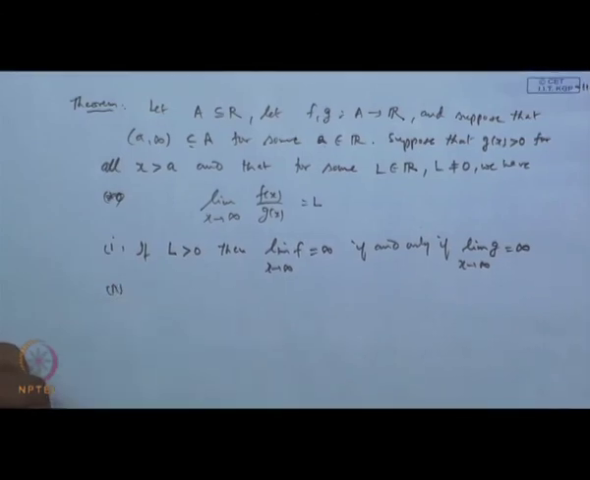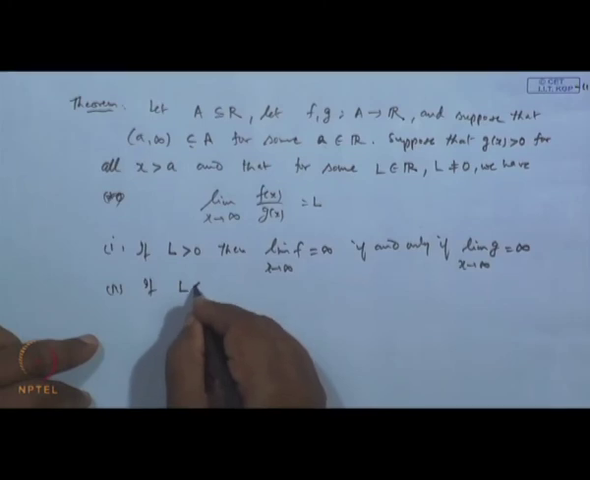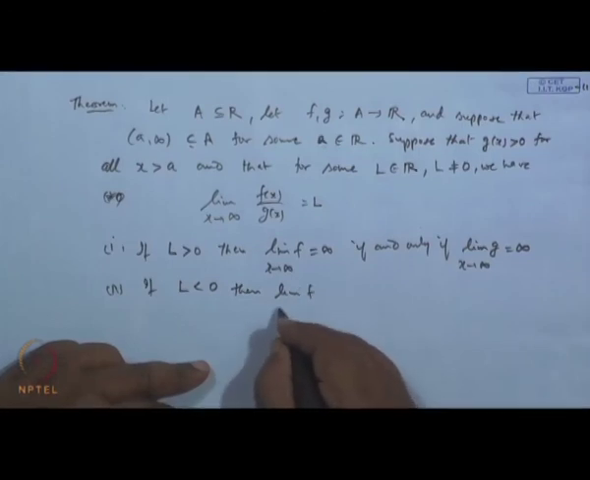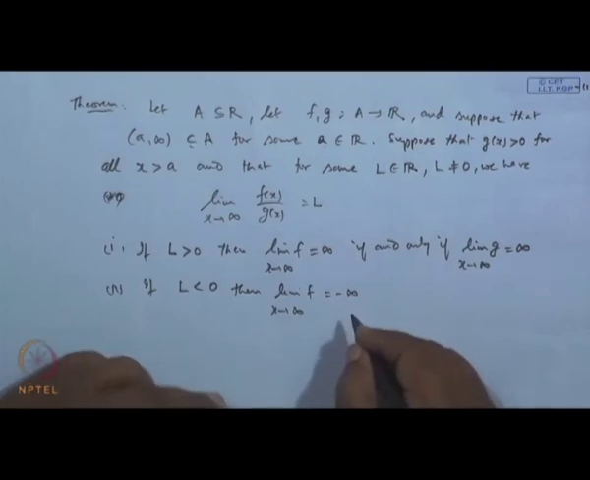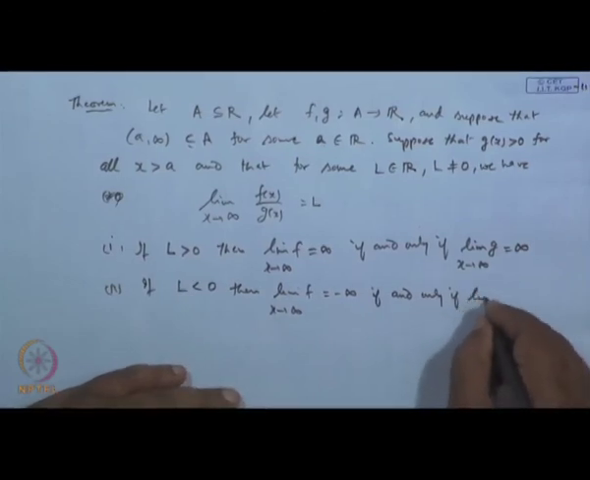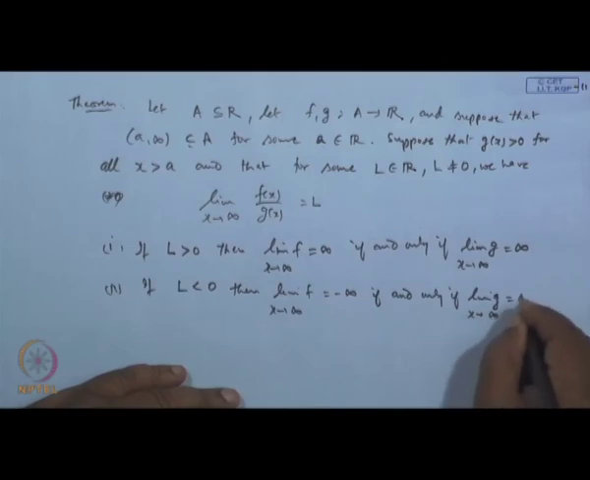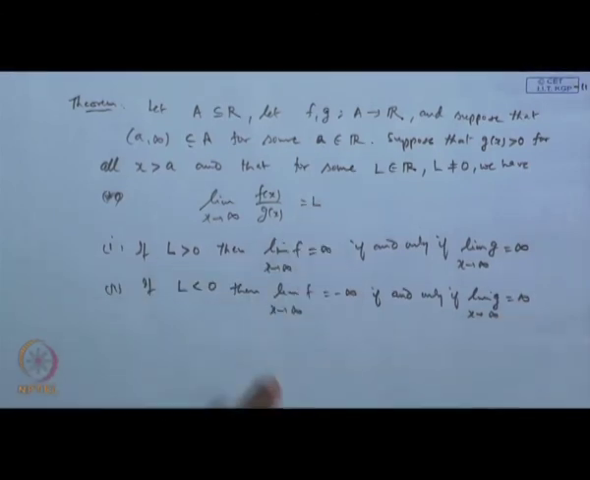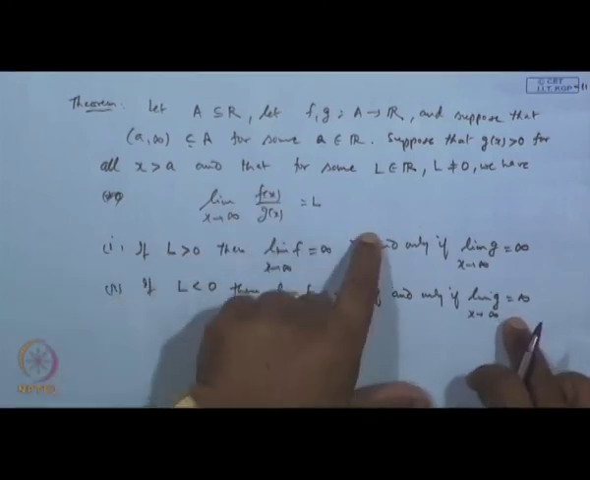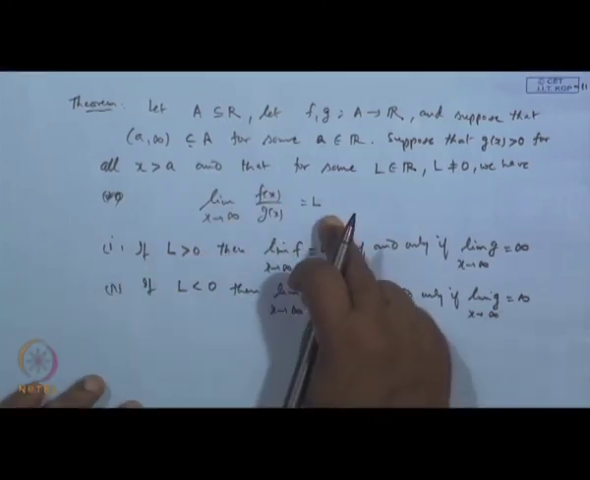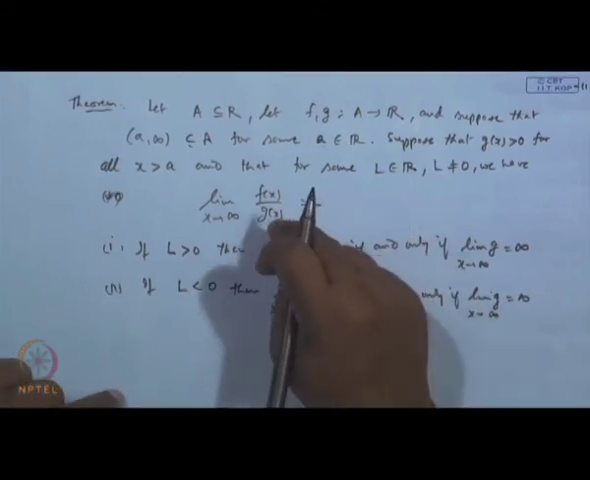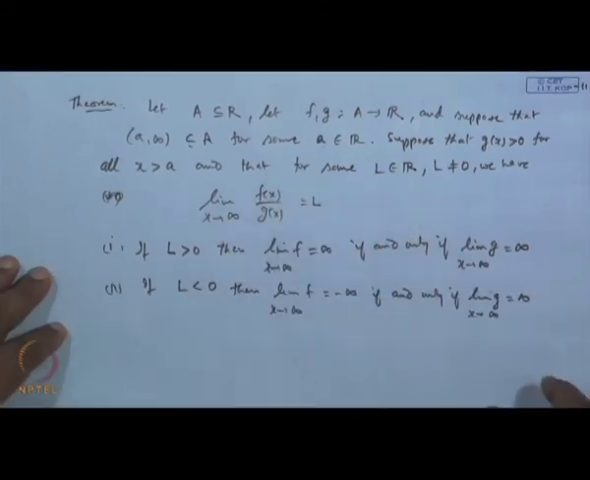And secondly, if L is negative, then the limit of f as x tends to infinity is minus infinity if and only if the limit of g is plus infinity. That is, if L is negative and the limit of g is positive, then the limit of f will be minus infinity. If the limit of f is minus infinity, then the limit of g will be infinity if L is negative. But if L is positive, then if the limit of f is infinity, g will also have limit infinity, and similarly vice versa.